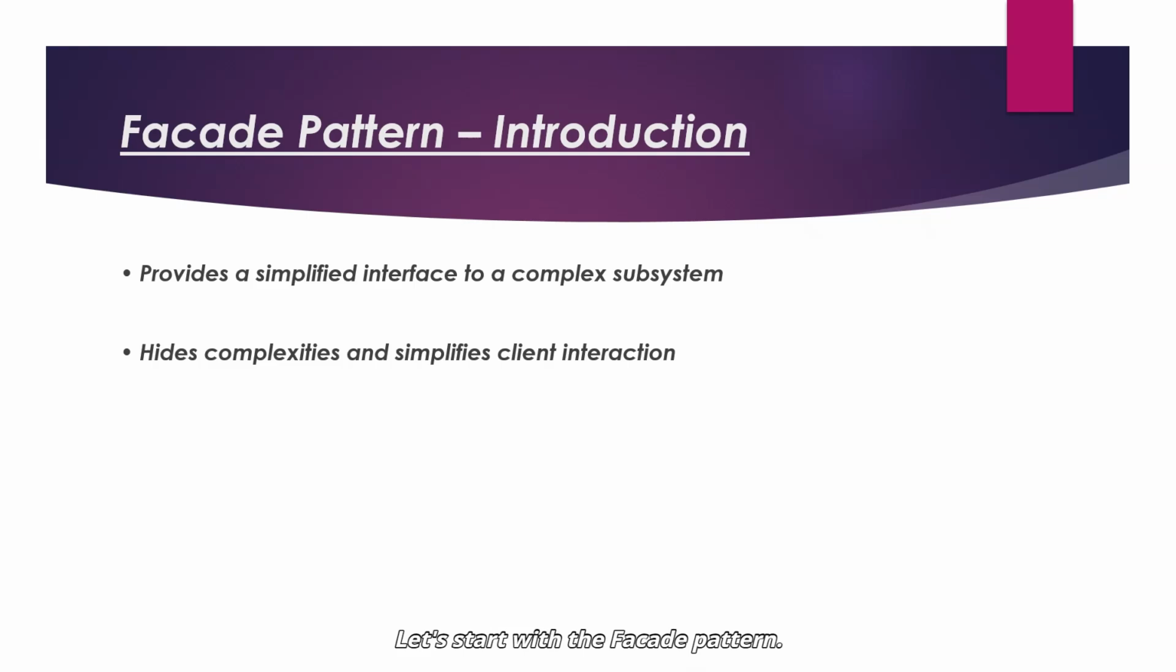Let's start with the facade pattern. Imagine you are interacting with a complex system, but all you need is a simple interface to get your work done. That's exactly what the facade pattern provides. It defines a high-level interface that makes a subsystem easier to use by hiding its complexities. The facade does not modify the subsystem, it just makes it easier for the client to interact with it. This pattern is particularly useful in large applications with multiple subsystems where you want to reduce the dependency between subsystems and client code.